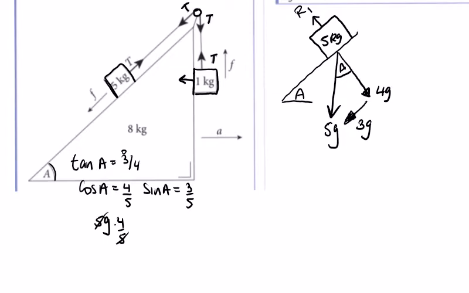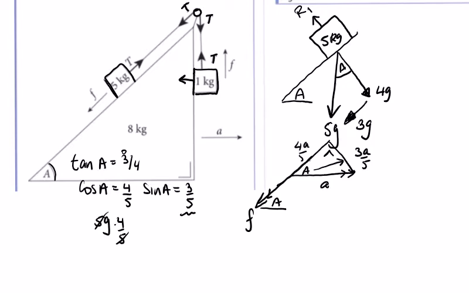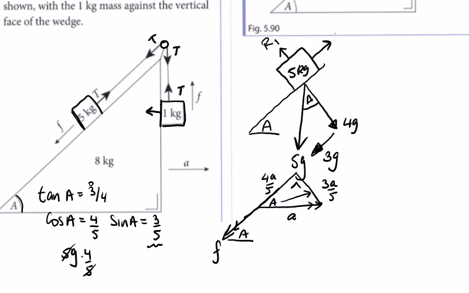My acceleration, they said, was f relative to the wedge, and a for the wedge. So I've got my right angle triangle, and I have my angle A here and corresponding to here. So over this side opposite A, I have sine, so I have 3/5 a, so 3a/5. So the cos is on this side, 4a/5.